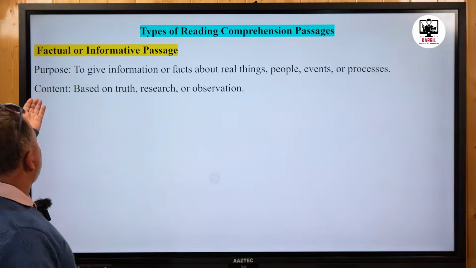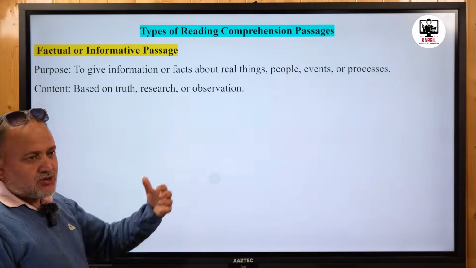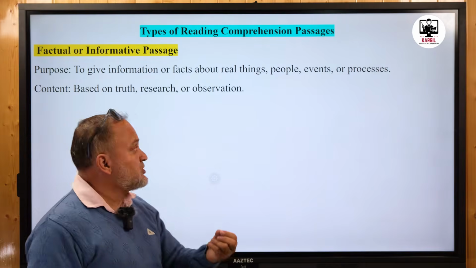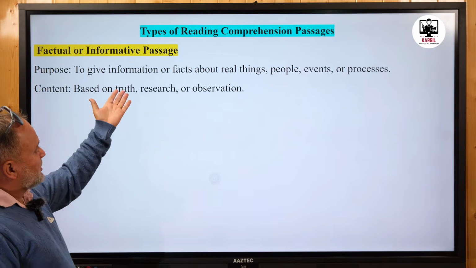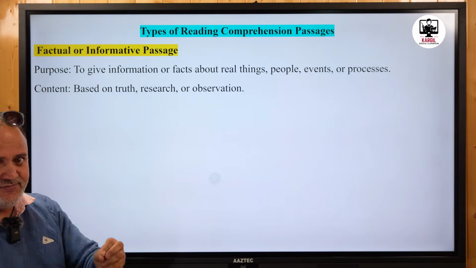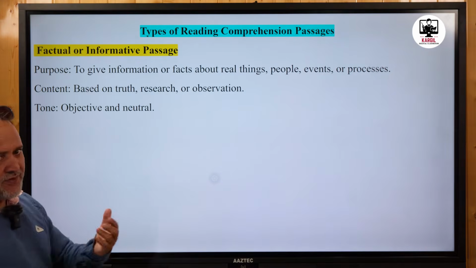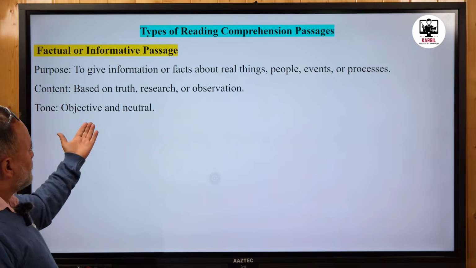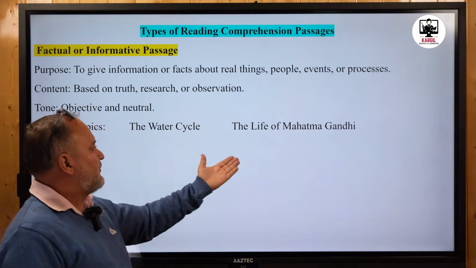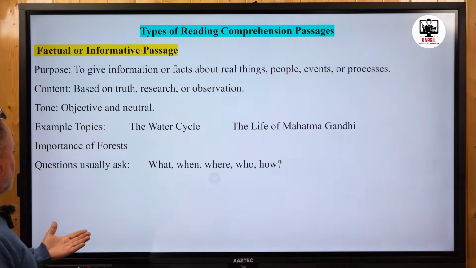Like I was giving information about a particular fruit, that was apricot. So what happens here? It is based on truth, research or observation. The content of the passage which I just read was to tell you the truth, research based or observation. We observe, yes, this is happening, this fruit is popular in this area. What is the tone of the factual passage? It is objective and neutral. For example, water cycle, life of Mahatma Gandhi, importance of forests. These are some examples.